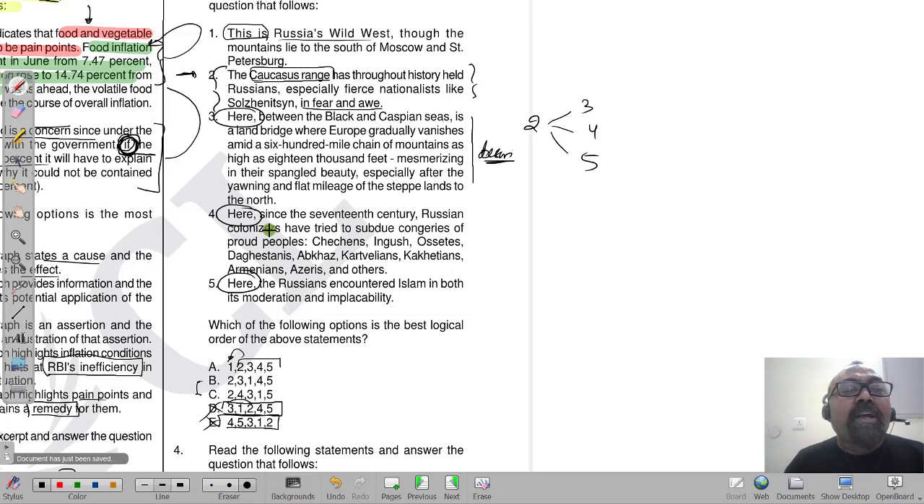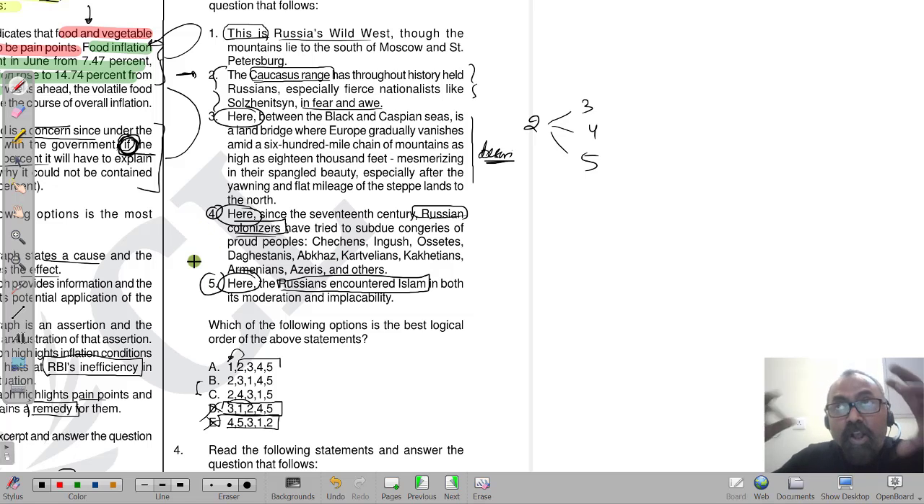And if you look at 4, here since the 7th century, Russian colonizers have tried to subdue congeries of proud people, Chechens, Ingushites, Ossetians, and others. And 4 says the Russians encountered Islam. This is actually talking about what Russians did. The Russian colonizers did a lot of things here. So 4 and 5 are actually describing what that land means to Russians. This is Russia's Wild West.